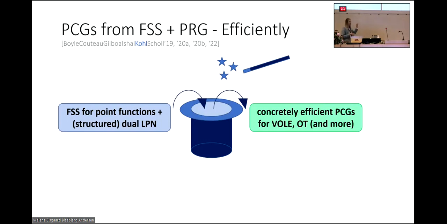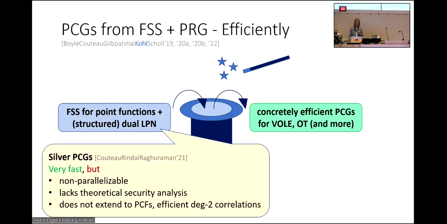We know if you have a function secret sharing scheme for point functions, you can get that just from a minimal assumption, one-way functions, and together with structured LPN, dual LPN, you get concretely efficient PCGs for OT, and you can also do more, but then the concretely efficient part depends on what kind of secret you look into.